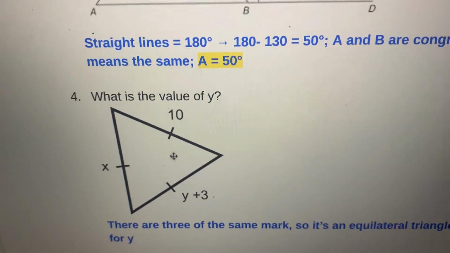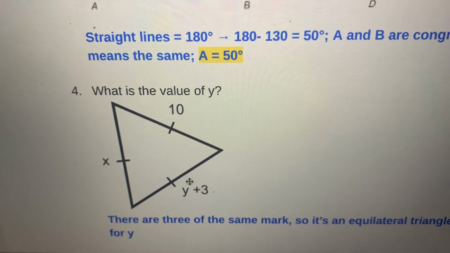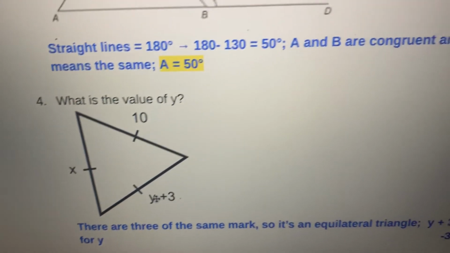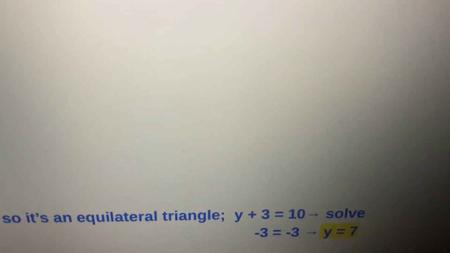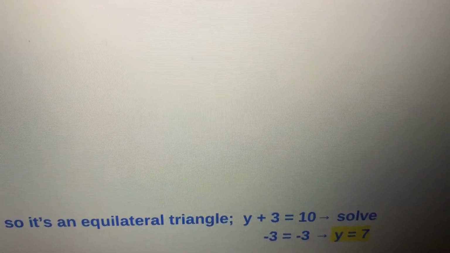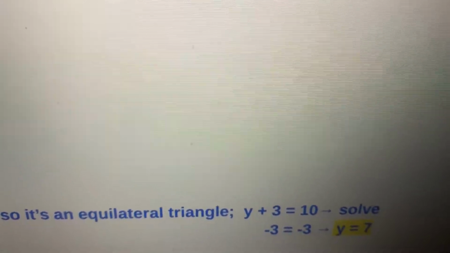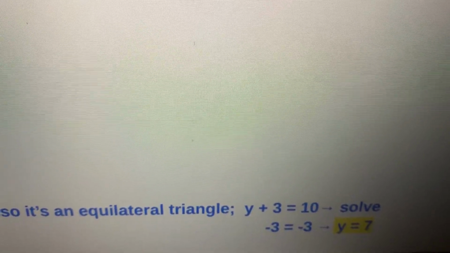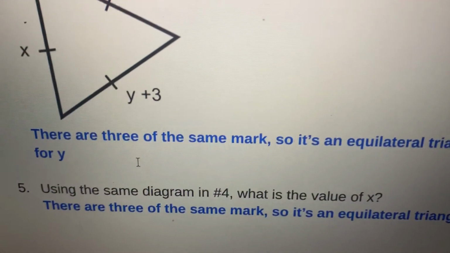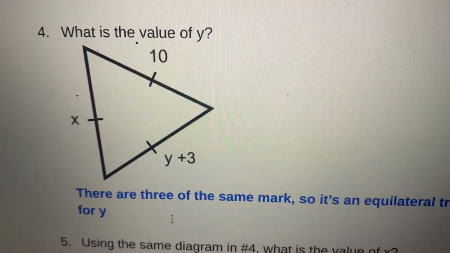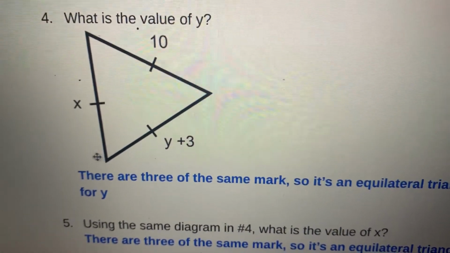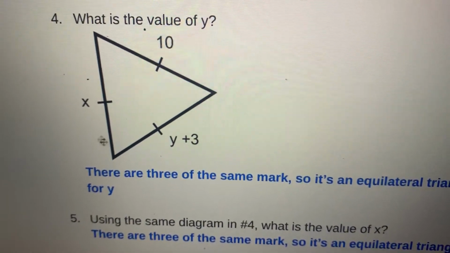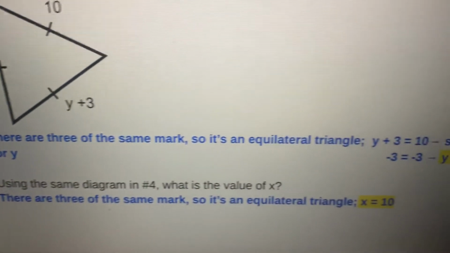So we want to know what Y is for the first part of number 4. Well, we would have Y plus 3 equals 10. So we would set that up right here and we would solve. So to do that, you would subtract 3 from both sides and you would get that Y is equal to 7. The next part of the question says, using the same diagram, so that same equilateral triangle, what is the value of X? This is a little bit easier because we know that they're all 10. It's just X by itself, so X is going to be equal to 10.